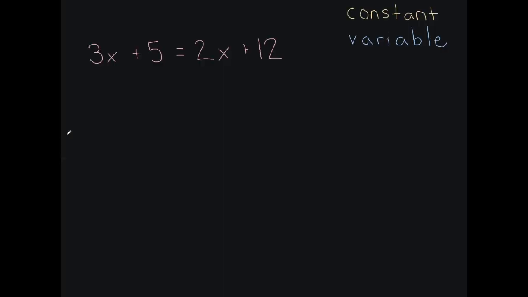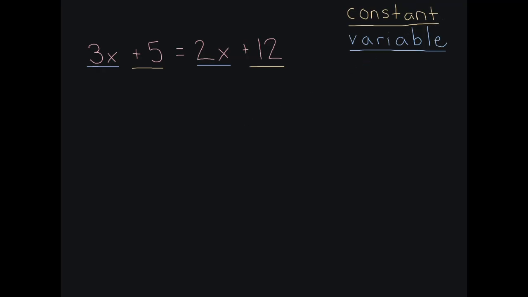The first thing we want to do is identify our variables in this equation. Looks like our variables are going to be 3x and 2x. We'll have our variables in blue here. Our constants in this problem will be 5 and 12, so we'll do our constants in yellow.